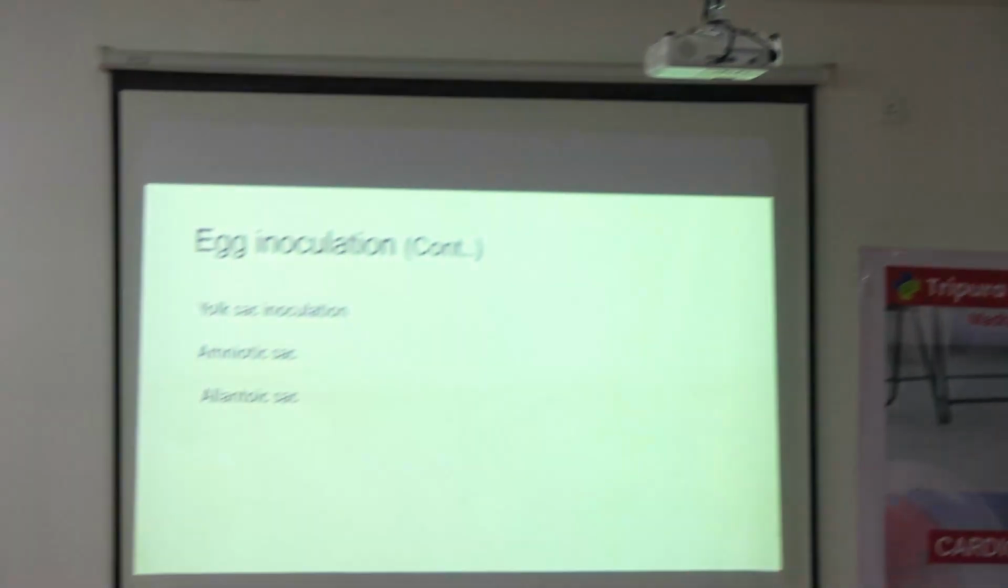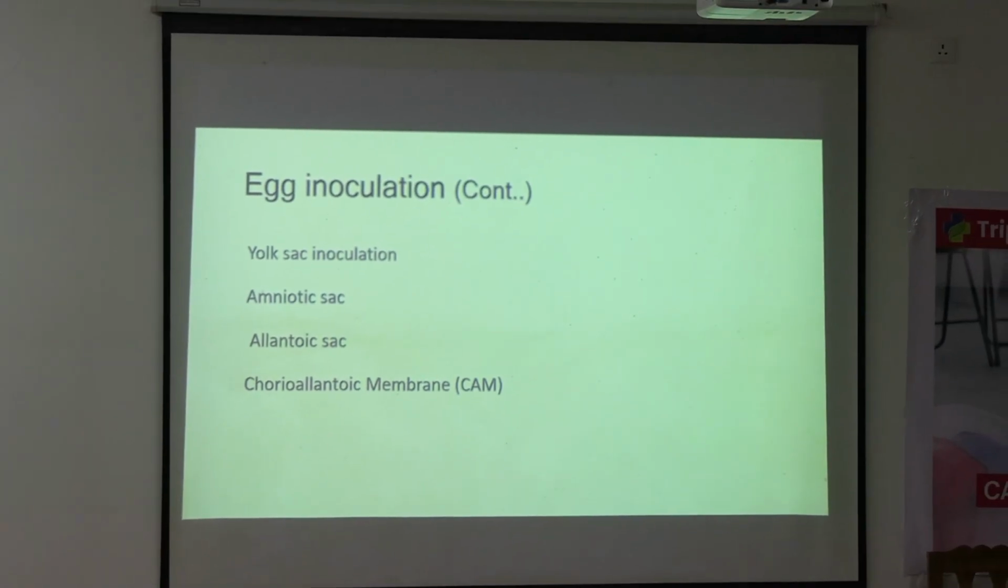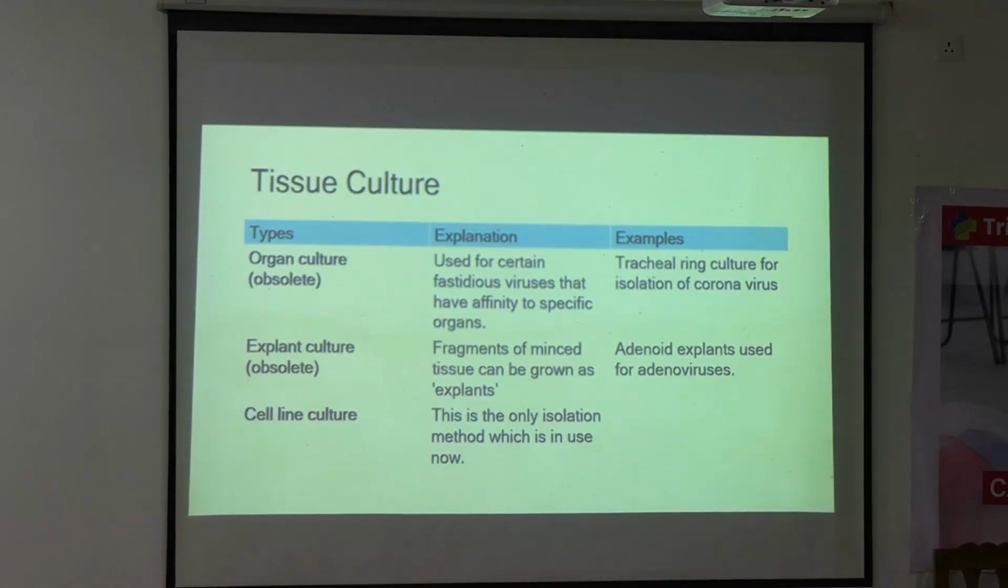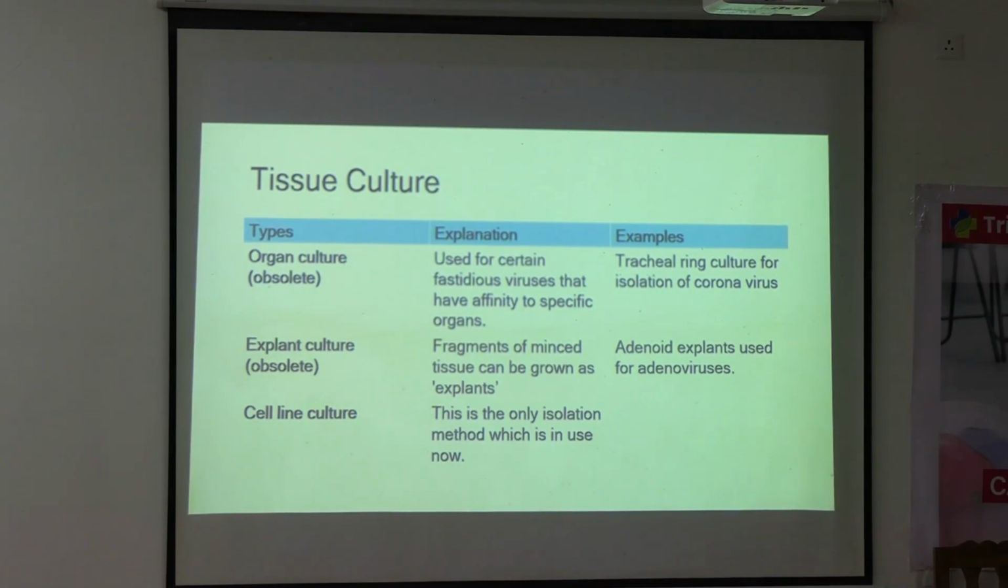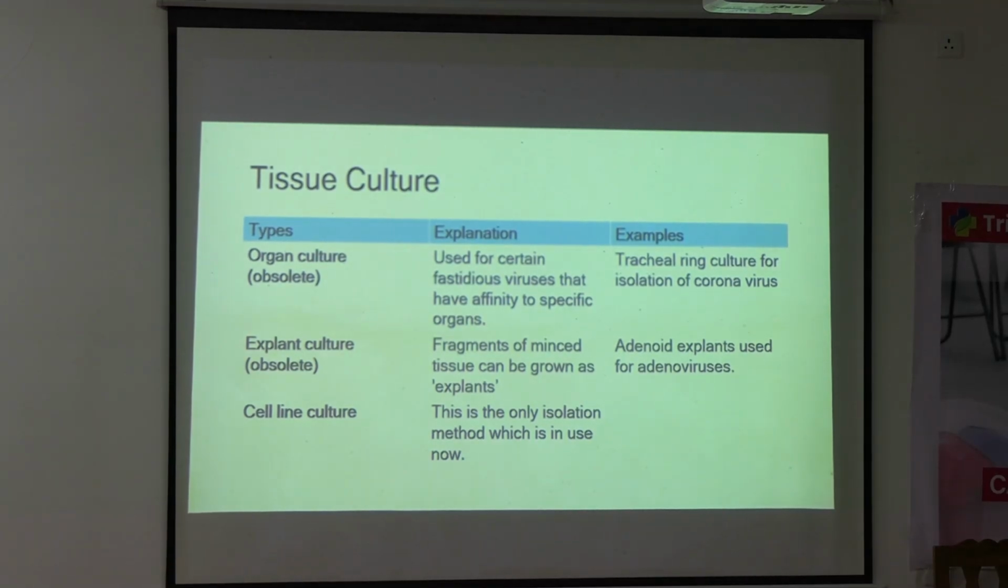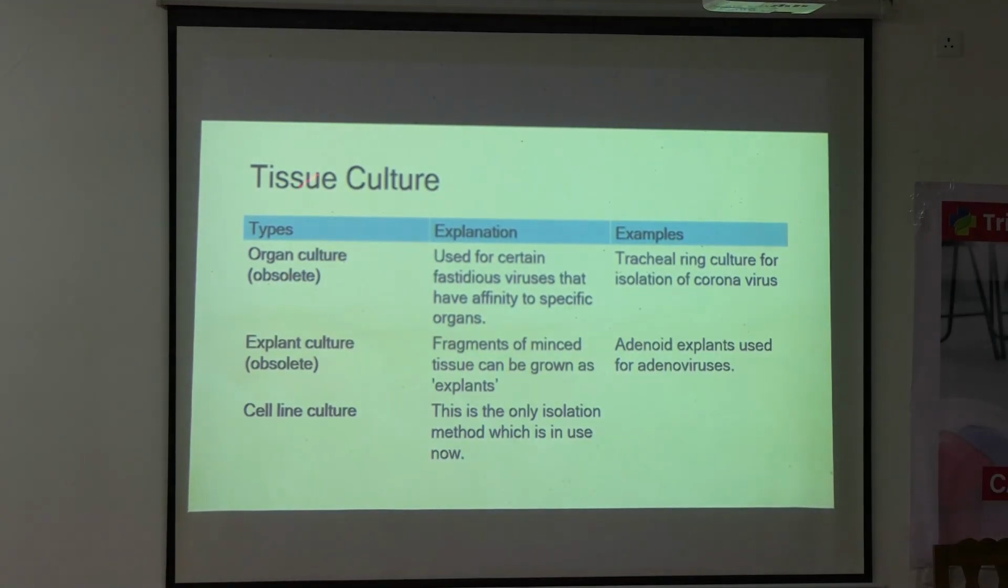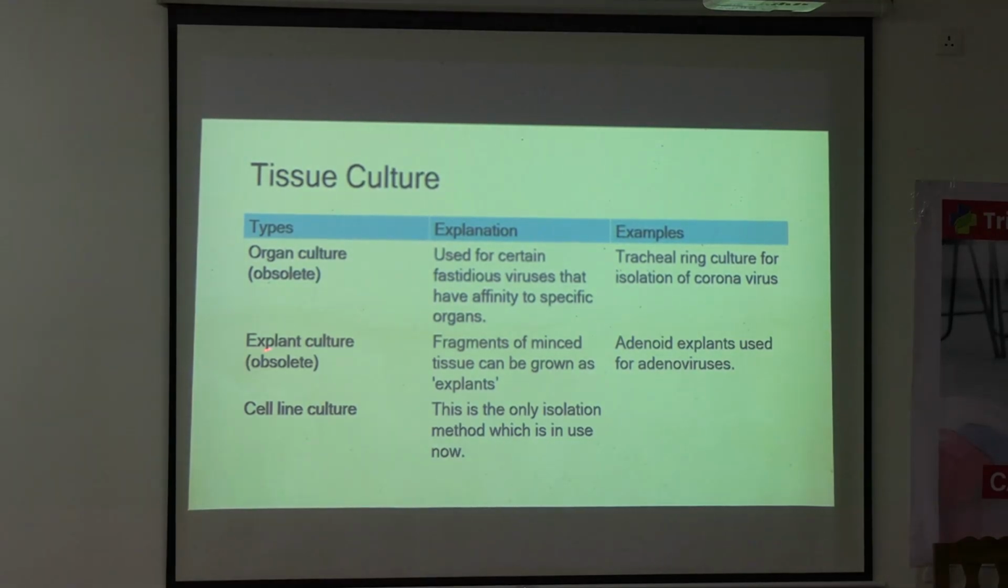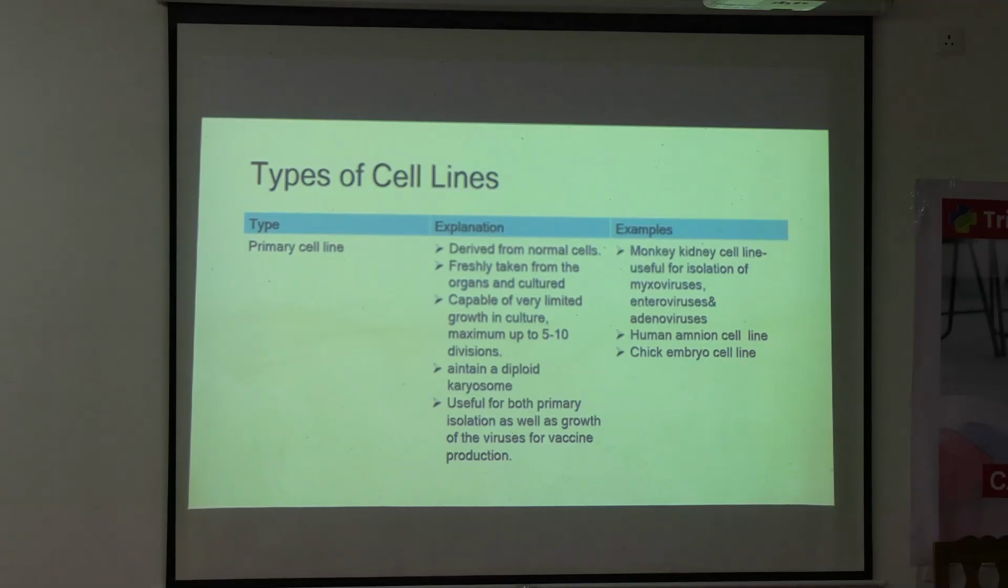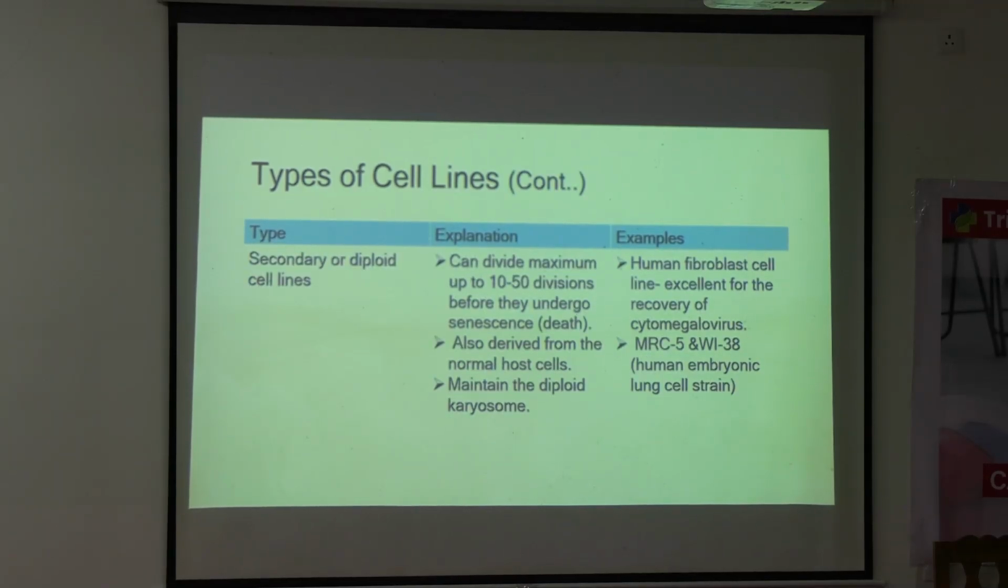Okay, so four targets we have for egg inoculation. One is yolk sac inoculation, then amniotic sac, allantoic sac, and chorioallantoic membrane. Then comes the tissue culture. Organ culture used to be done in the earlier stages, but it has become obsolete now. Explant culture has also become obsolete. What we do right now is cell line culture. Primary cell line can be done, secondary or diploid cell line culture can be done.